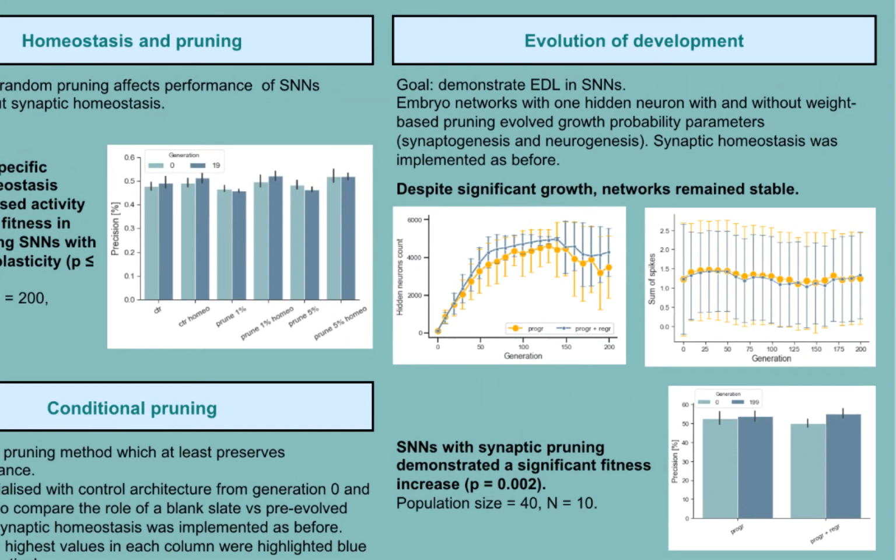In the final set of experiments, we focused on EDL. We worked with embryo networks with only one hidden neuron, with and without conditional pruning. These networks evolved the parameters describing the probability of growth, synaptogenesis, and neurogenesis. Synaptic homeostasis was implemented as before. Despite significant growth, networks remained stable. Spiking neural networks with synaptic pruning demonstrated a significant fitness increase.